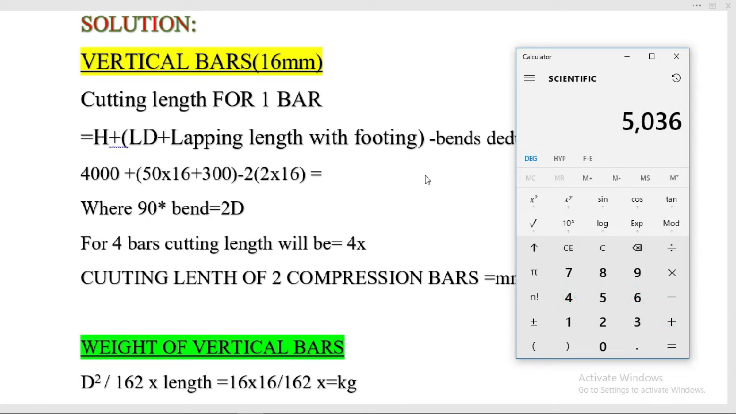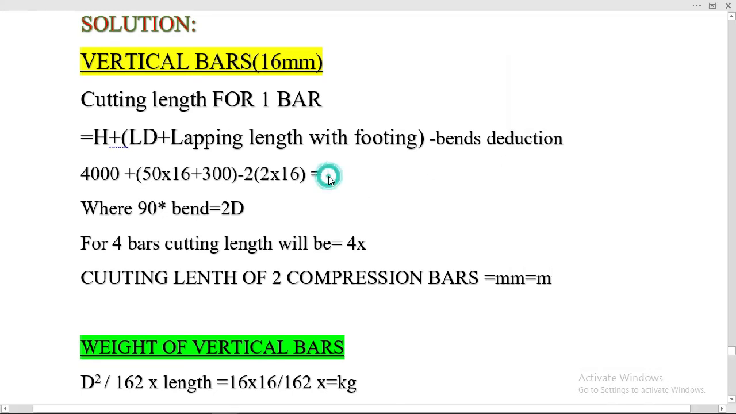So we have 5036 millimeter, the cutting length for one bar. For 4 bars, since we have 4 vertical bars in our column, we multiply the one bar's cutting length, 5036, by 4. Let me calculate it on the calculator.